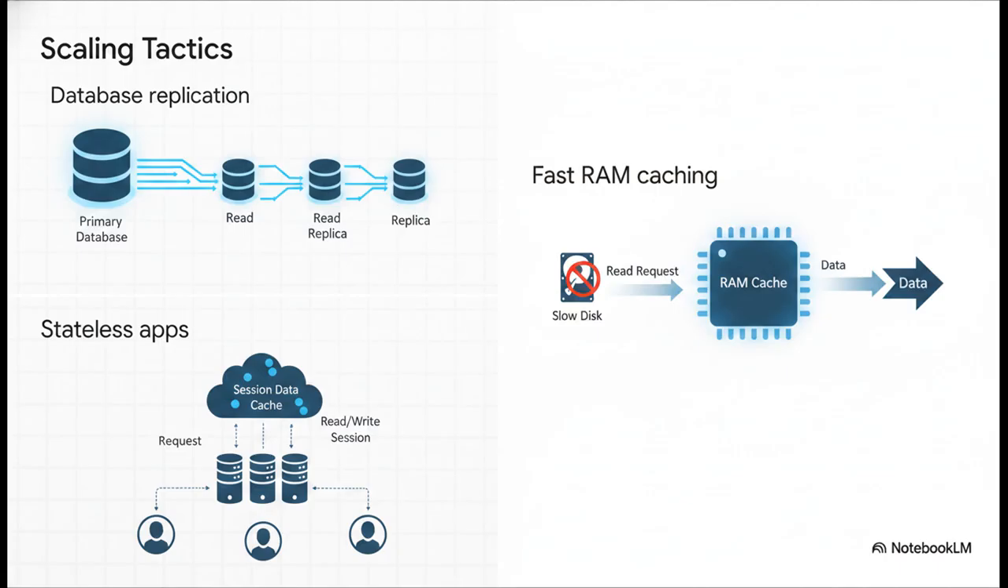So let's rapid fire through some essential back-end scaling tactics. First up, database replication. You split your traffic, sending all your data modifications to a primary database, while multiple replicas handle all the read queries. Second is caching. This means moving frequently accessed data into lightning-fast RAM to completely avoid slow mechanical disk lookups.